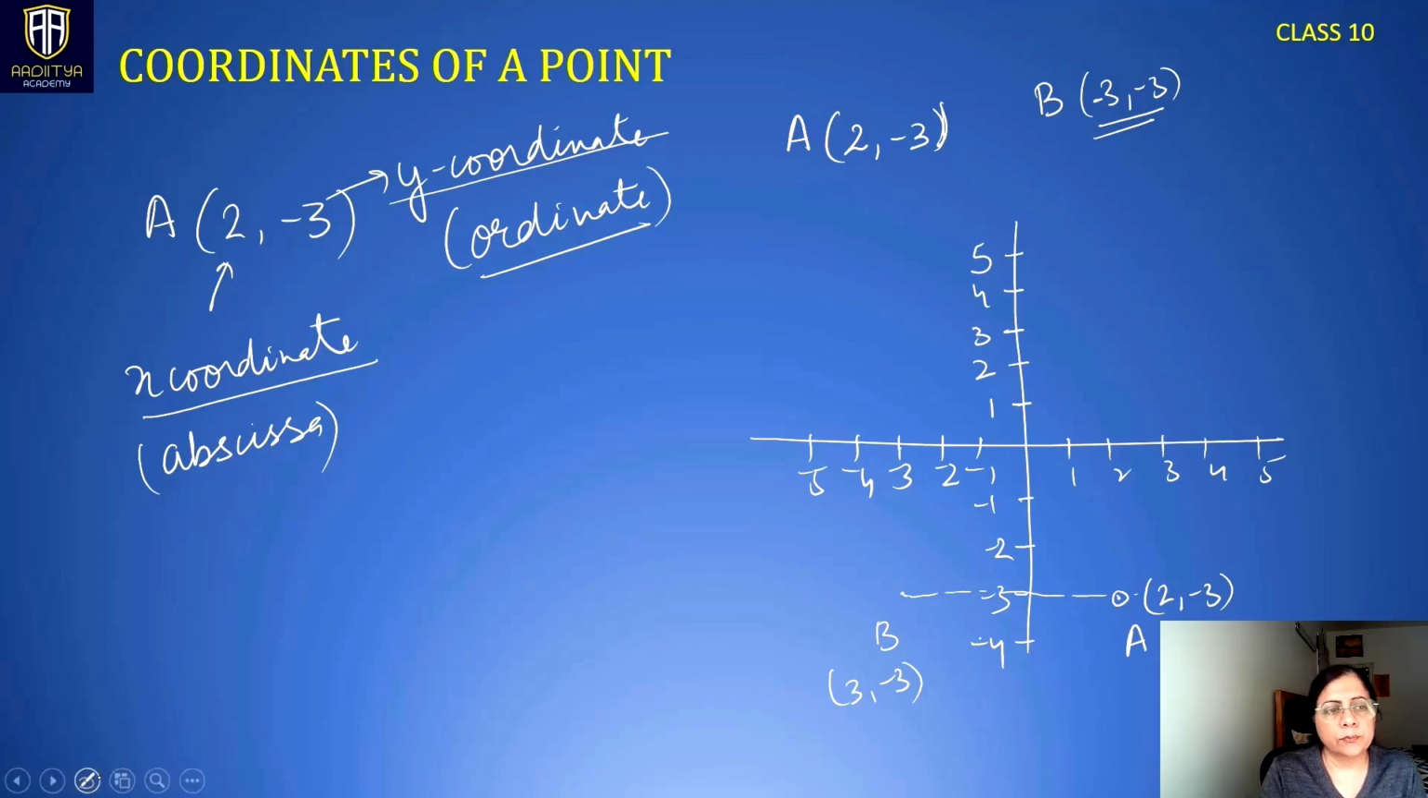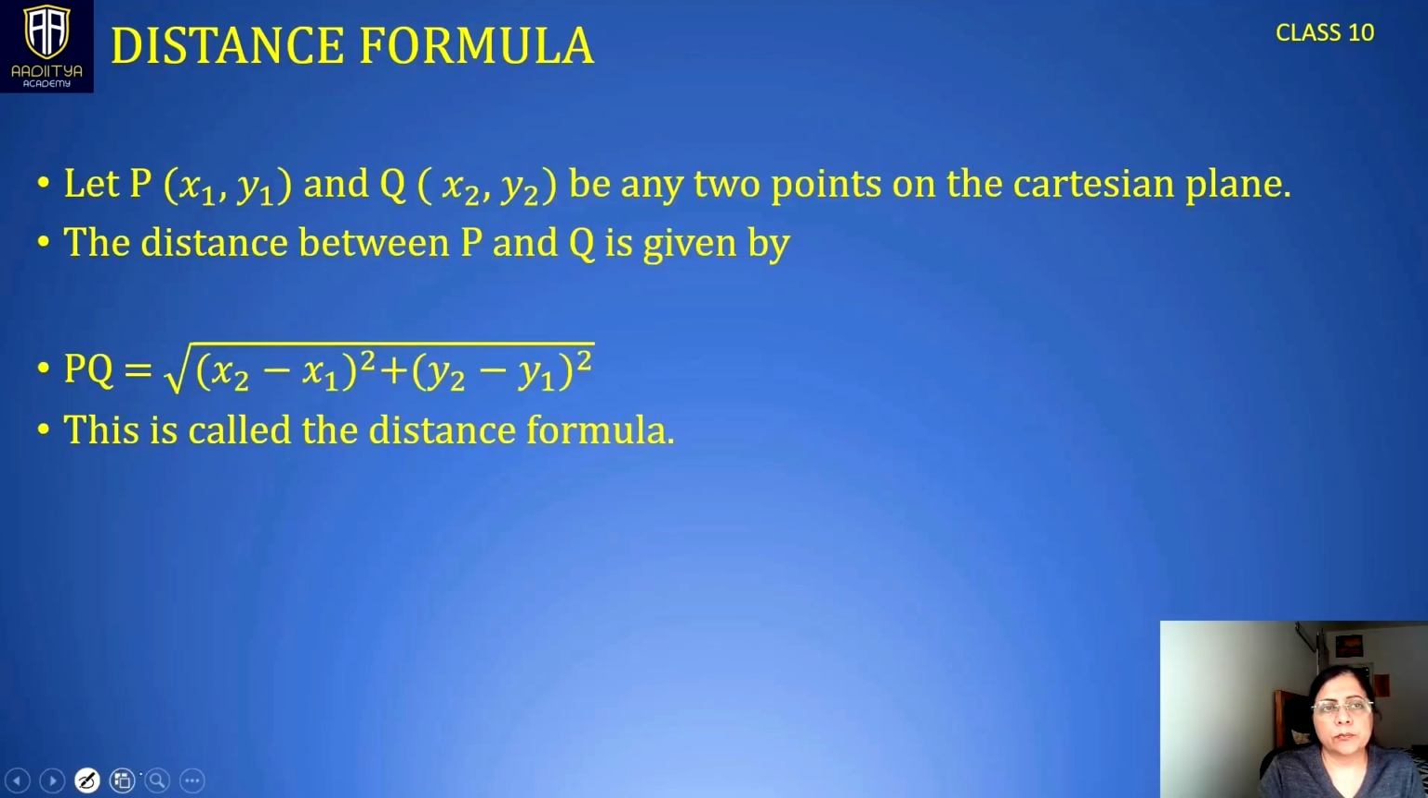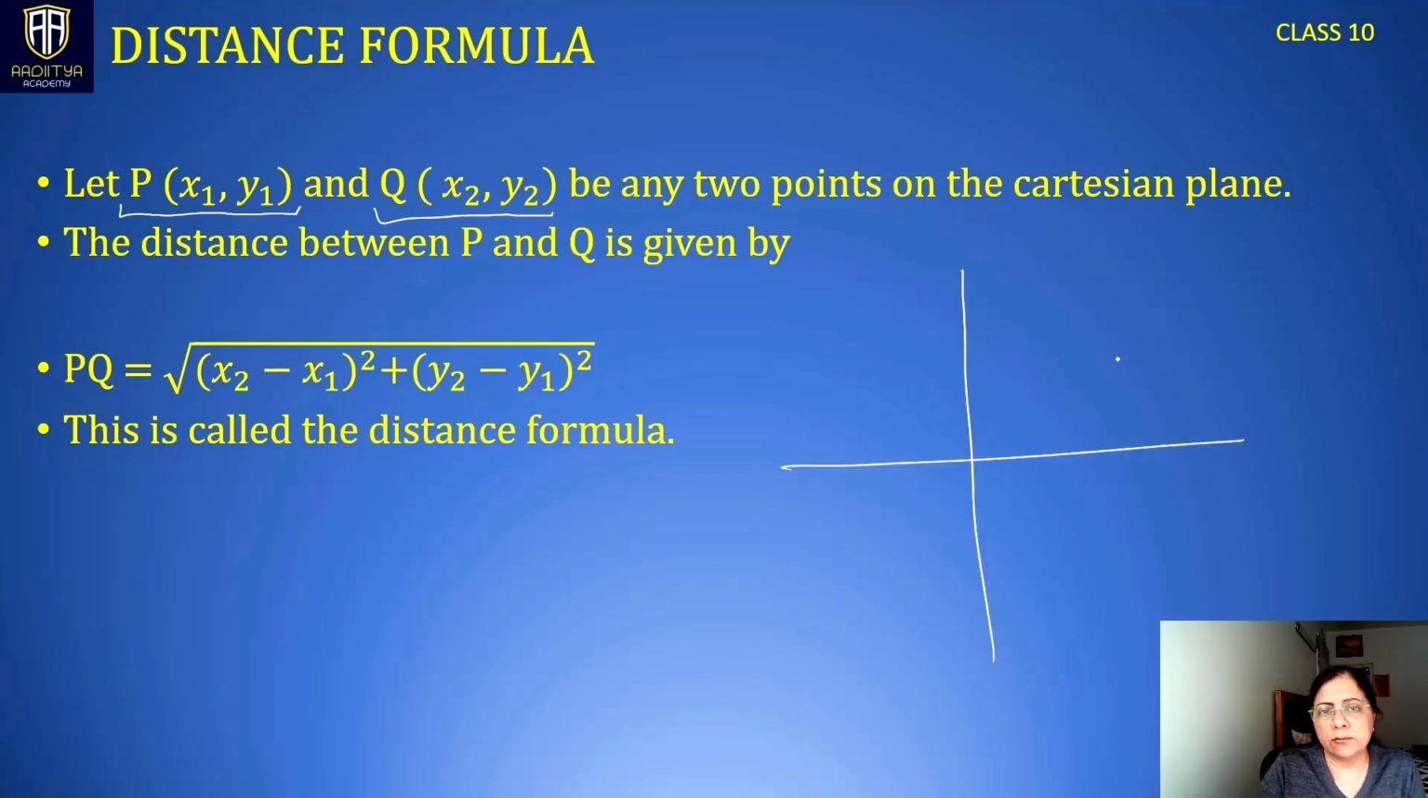Now, we come to the next formula, which is new in this class. This is the distance formula. Like I told you, if we have two points P and Q, and we have to find the distance between these two points, right? Now I am not locating exactly. Let's say this is point P, which is represented as x1 comma y1. This is point Q, which is x2 comma y2.